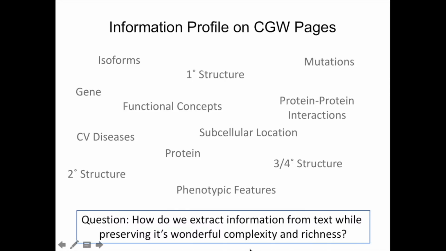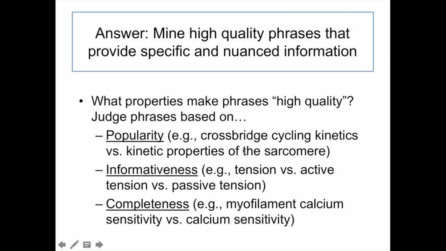At least from my perspective as a domain scientist, and I'd love to hear all of your thoughts on this, the ultimate question to tackle here is: how do we extract information from text while preserving its wonderful complexity and richness? My initial answer is to mine high-quality phrases that provide specific and nuanced information. So what properties make phrases high quality? Listed here are some features that I thought about when doing this analysis.